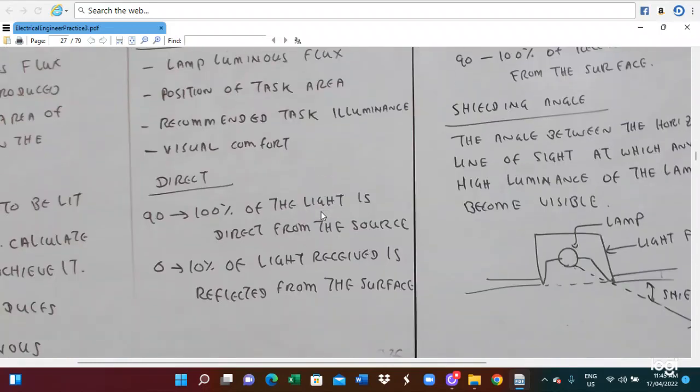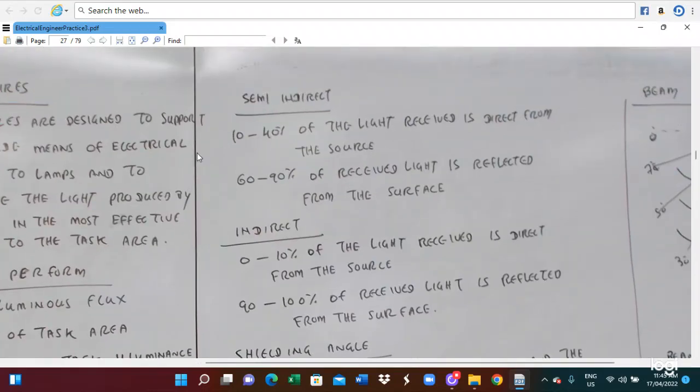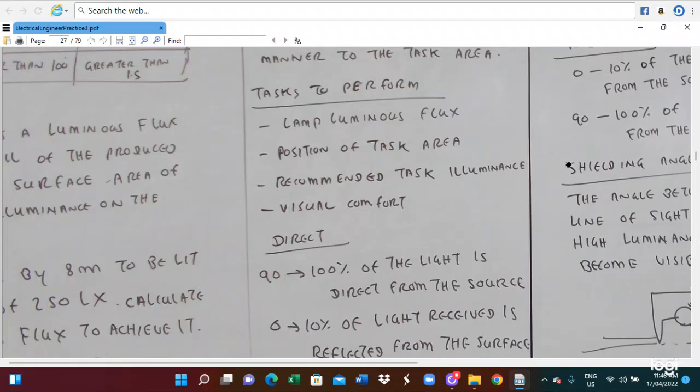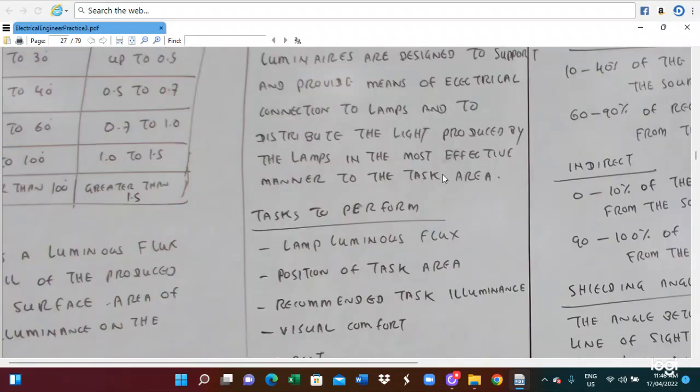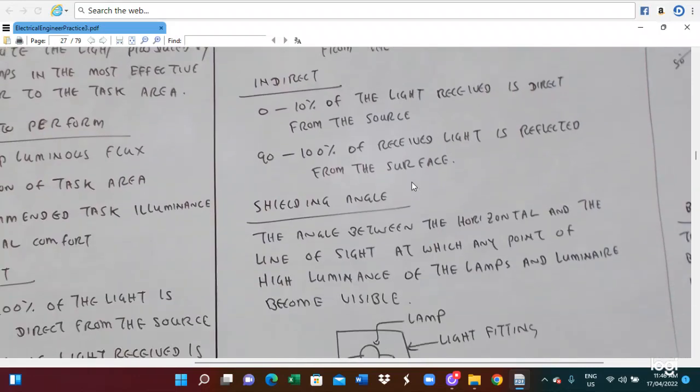And also there is direct lighting. Direct is where 90 to 100% of the light is direct from the source and 0 to 10% of the light received is reflected from the surface. So this is the direct lighting system. Semi-direct means that 10 to 40% of the light received is direct from the source and 60 to 90% of the received light is reflected from the surface. This is the indirect: 0 to 10% of light received is direct from the source and 90 to 100% of received light is reflected from the surface. So these are the kinds of systems: direct, semi-direct, indirect, and semi-indirect, how much light they produce and how much will be received.